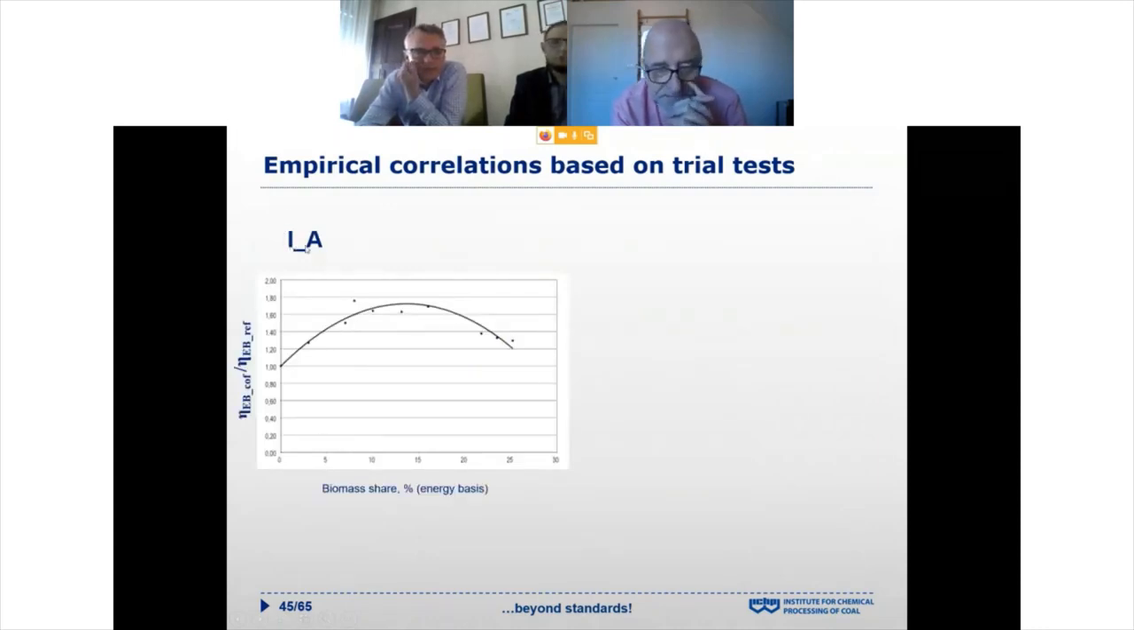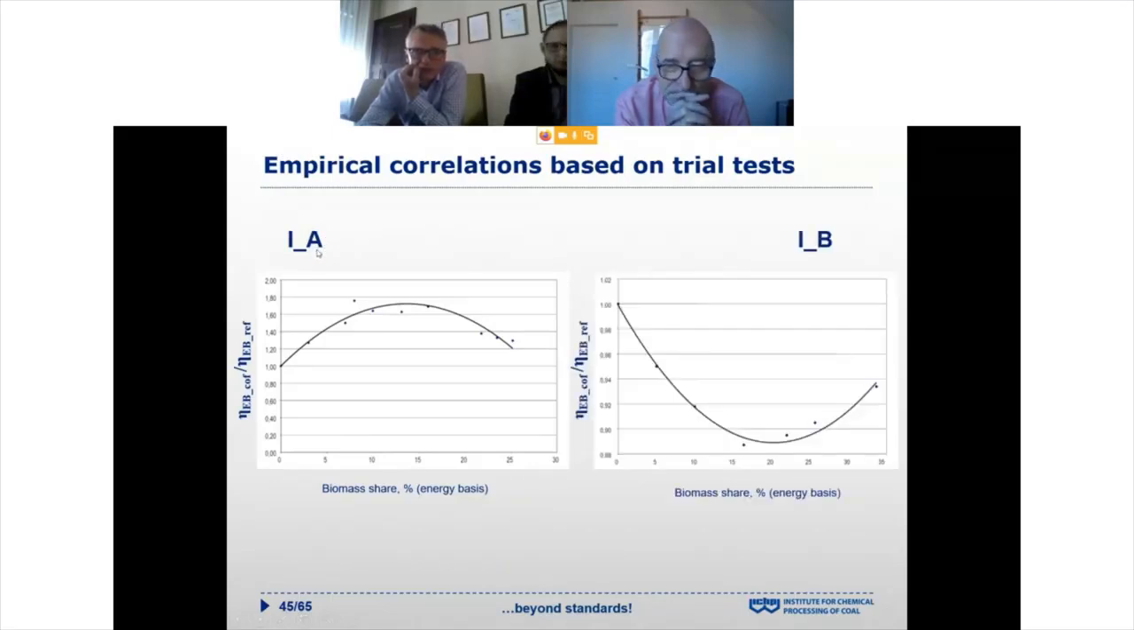So first, we take scenario 1A, where we combust the biomass with the hard coal, and scenario 1B, where we combust the biomass with the lignite, and we take a deep look into the efficiency of the boiler. The situation is, I would say, opposite in these two cases. On the horizontal lines, you can see the biomass share, but this time it's not the mass share, it's the energy share. I will later show how to recalculate the energy share into mass share, or the other way around.